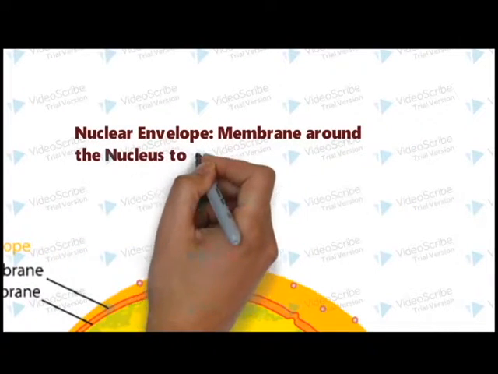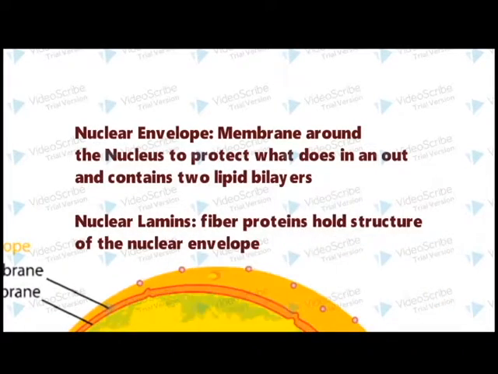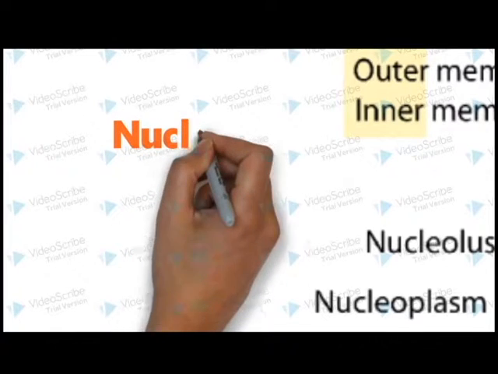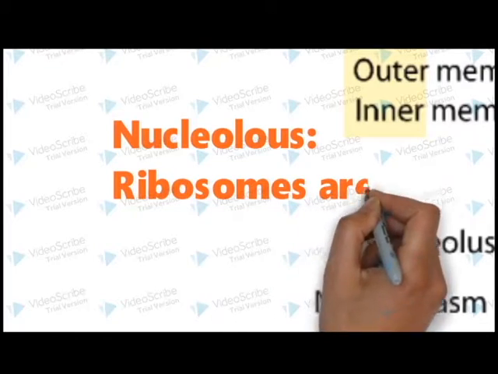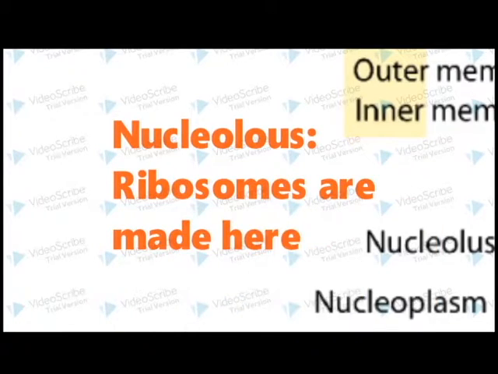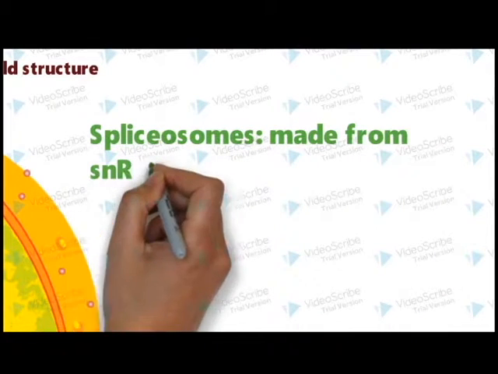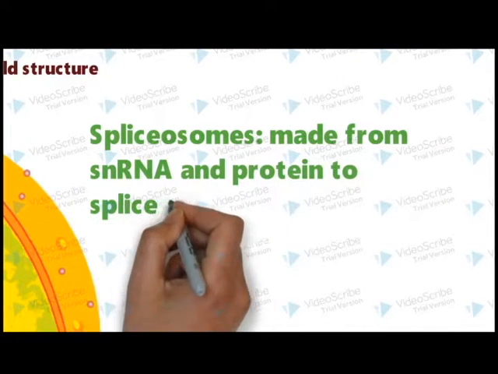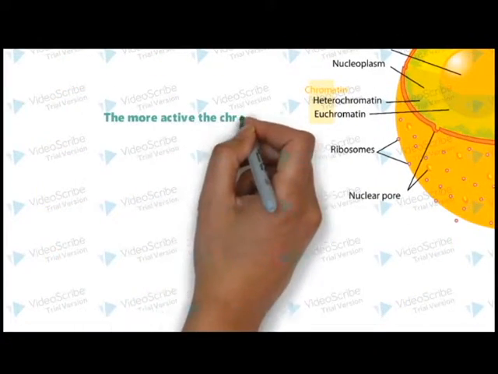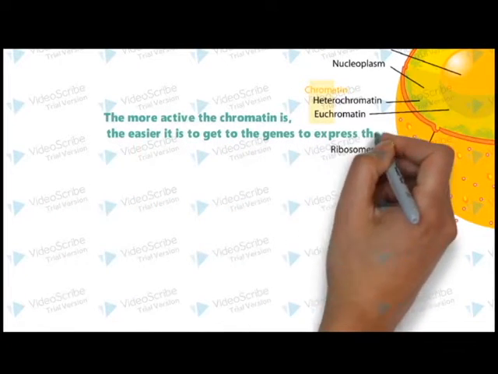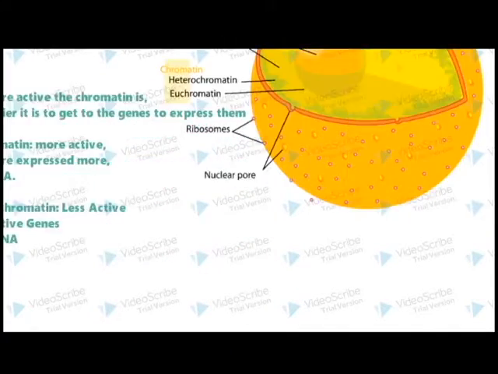Let's talk about the nucleus. The nuclear envelope is very important, and it controls what goes in and out, and the nuclear lamins are fiber proteins that hold the structure. The nucleus, as we stated earlier, makes RNA, and ribosomes are made here. Spliceosomes are made from snRNA and proteins to splice the introns in the mRNA. This is a process of RNA processing.